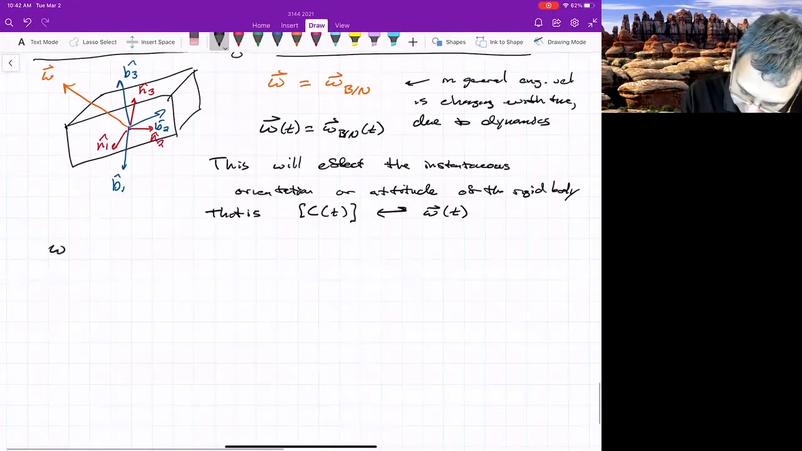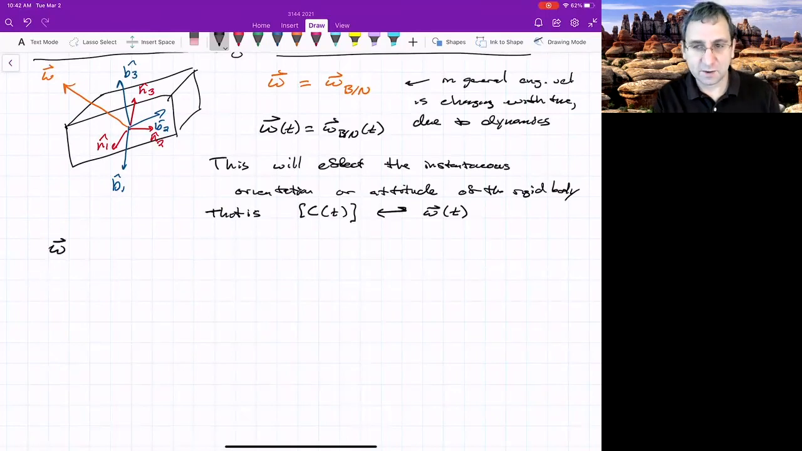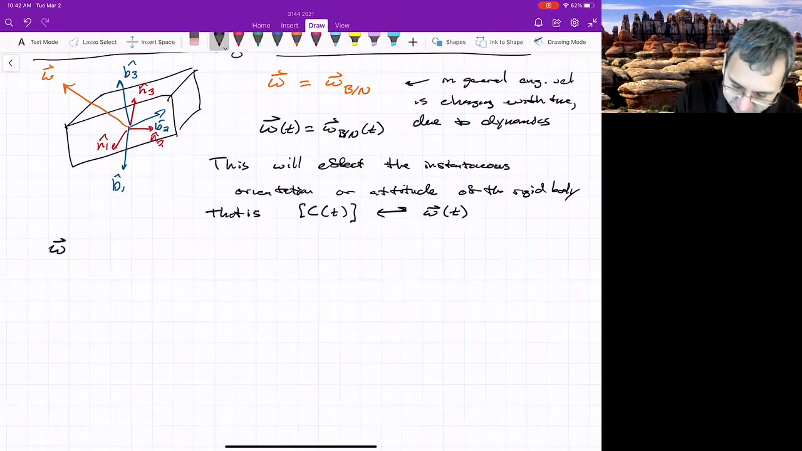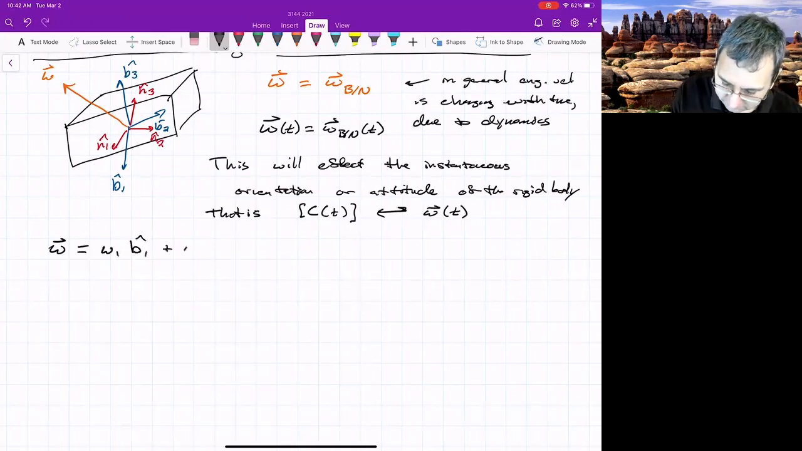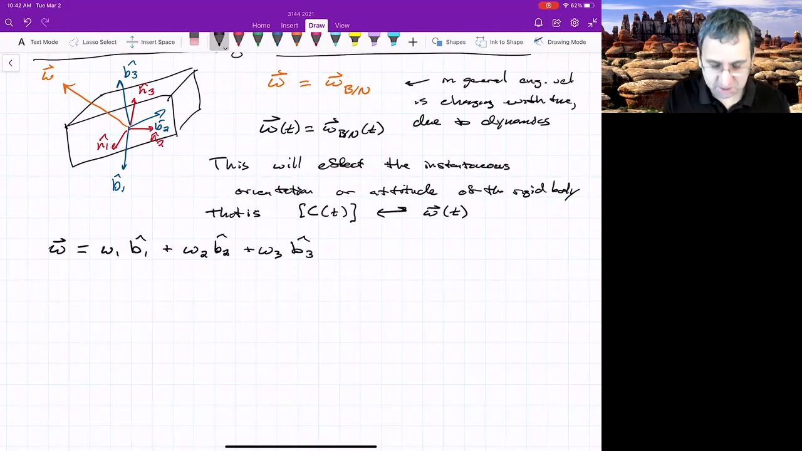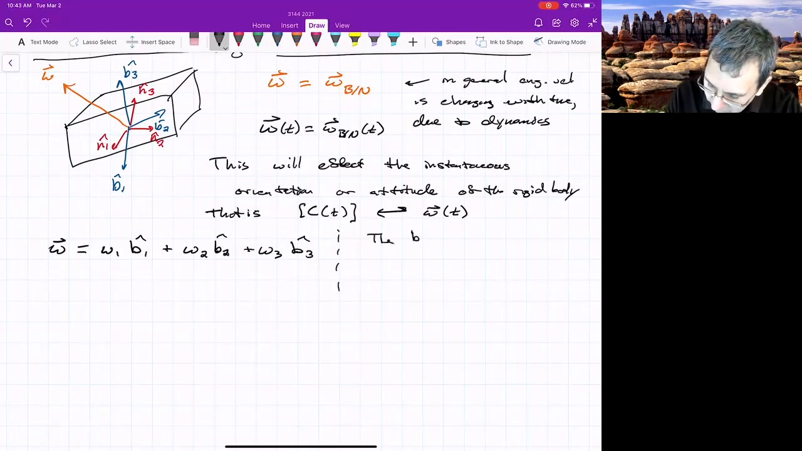We can write the components of omega, right? Just like any other vector, omega is a vector that we could write in components of either the body fixed frame or the inertial frame. It will be easier to deal with when we write it in terms of the body fixed frame. So we write omega 1 b1 plus omega 2 b2 plus omega 3 b3. These are just the instantaneous components, and the b directions are changing. So how is b changing? The bi directions are changing.